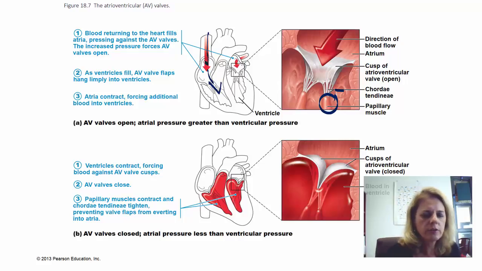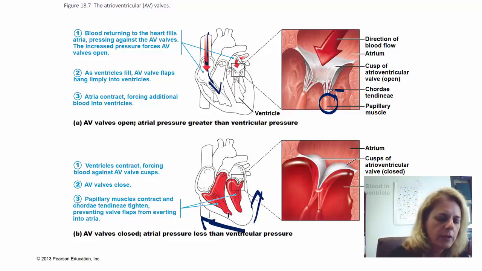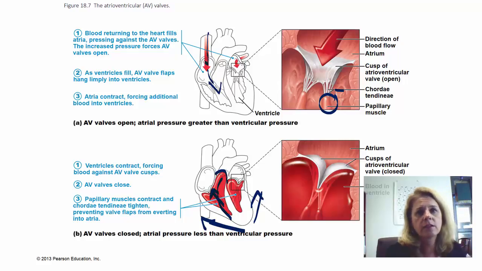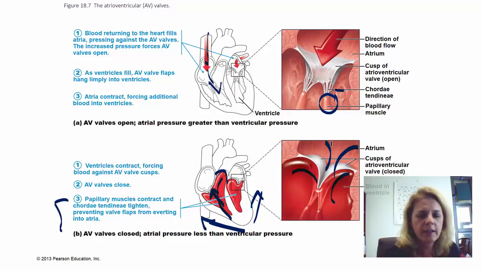Now, when the ventricle contracts, remember it's going to contract in that up and out pattern, and as it's pushing that blood up and out, it's going to push back up against that AV valve. As it's pushing against that AV valve, it causes it to close. And so now those chordae tendineae and papillary muscles prevent those valves from regurgitating and opening back up into the atrium. Okay? So that's the way the AV valves work.